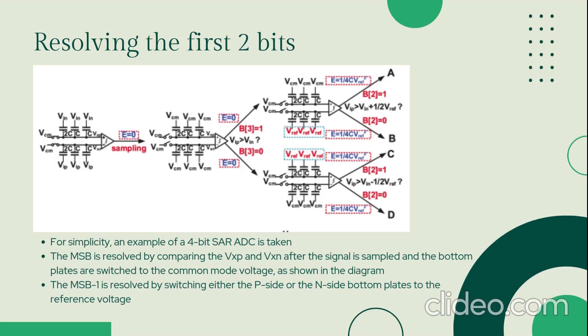Since all the capacitors are switched together and there is no charge sharing, energy spent here is zero. The most significant bit is now resolved by comparing the comparator inputs, which basically checks whether the differential input VIP is greater than VIN or not.